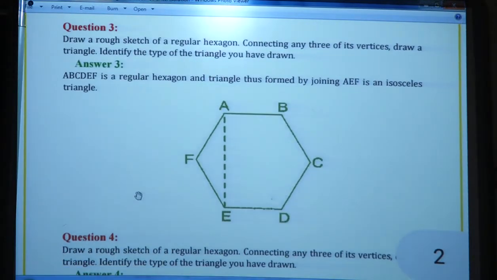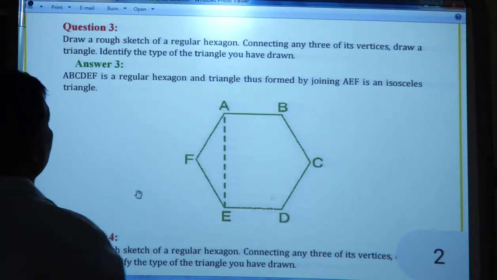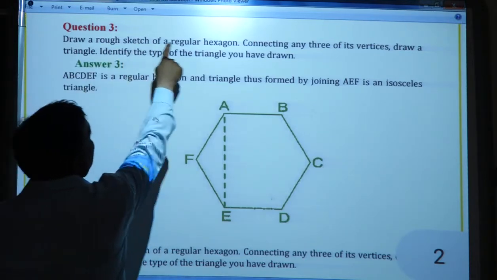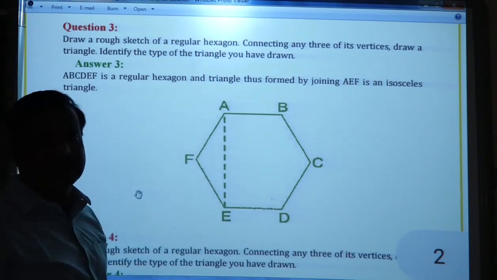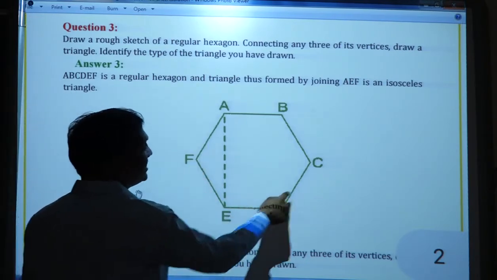Now question number 3. What you have to do? Draw a rough sketch of a regular hexagon. Hexagon means having how many sides? Six sides. Hexa means 6. So I draw here a six-sided figure.